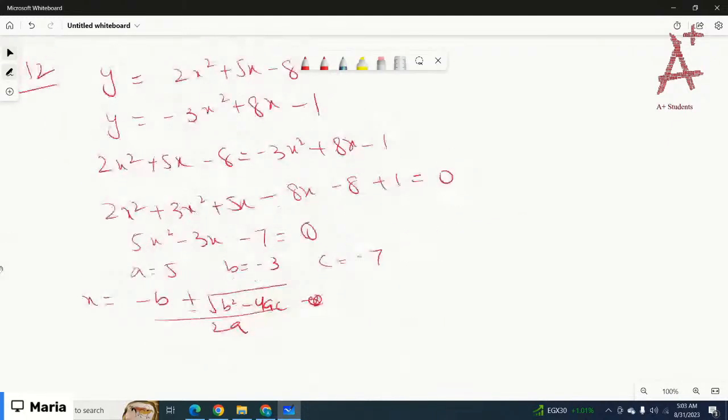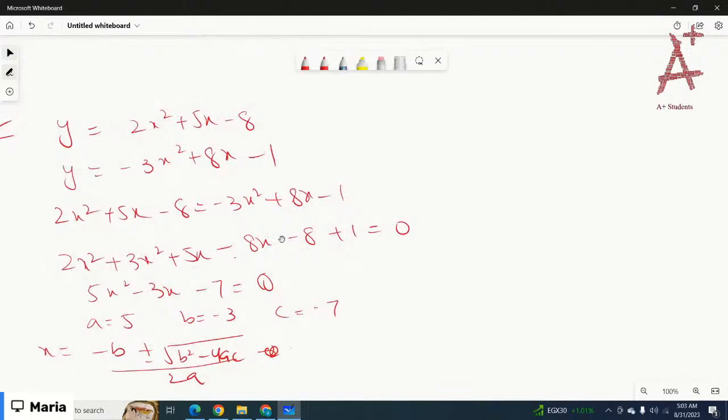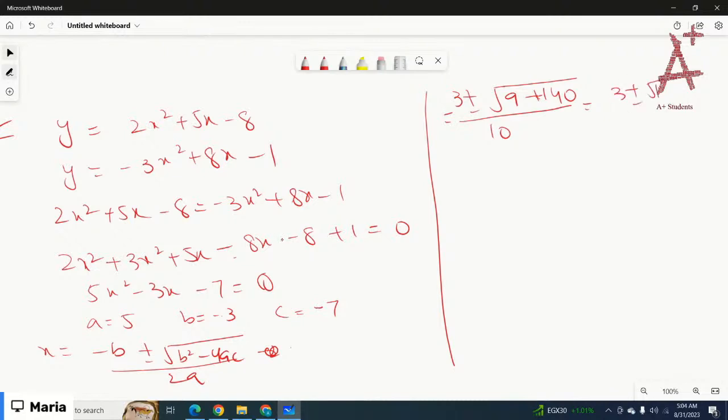Let's just apply the formula. Negative b is negative negative 3, which is positive 3, plus minus the square root of b square, negative 3 square is 9, minus 4 times 5 times negative 7, which is plus 140, divided by 2a, that would be 10. So it is 3 plus minus square root 149 divided by 10.